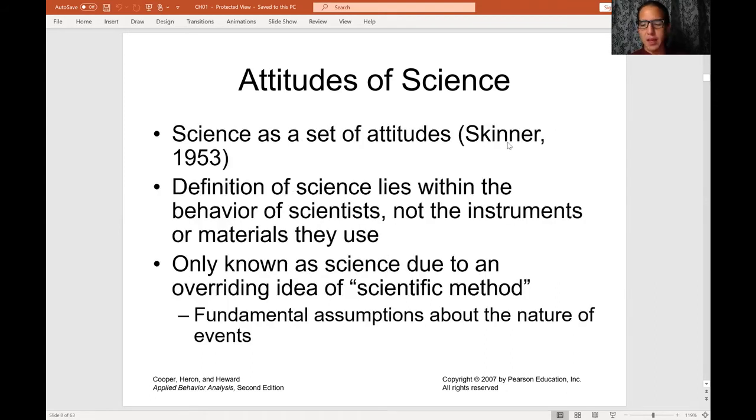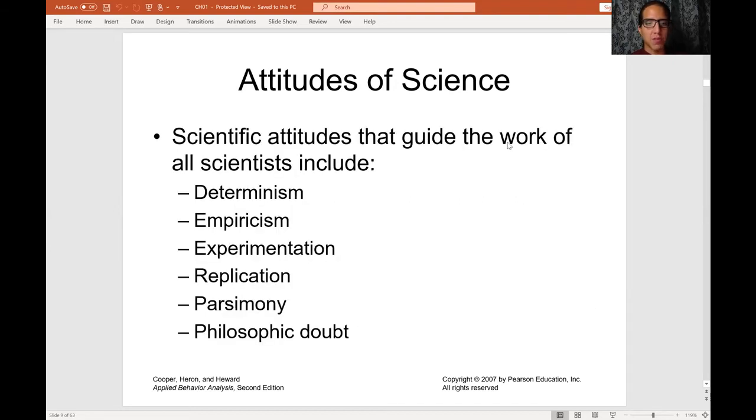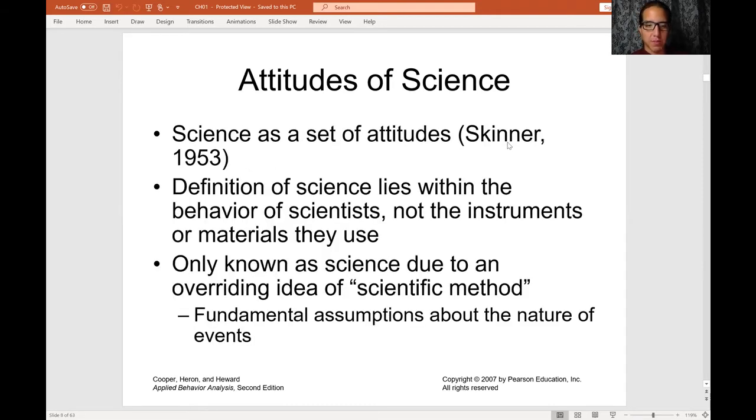So, like I said before, we talk about attitudes, but it's really just behavior, right? What are the behaviors that make a scientist? It's not what you know or the instruments that you use, right? And the attitudes of science are determinism, empiricism, experimentation, replication, parsimony, and philosophical doubt.